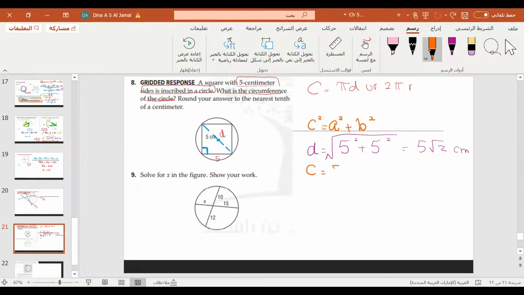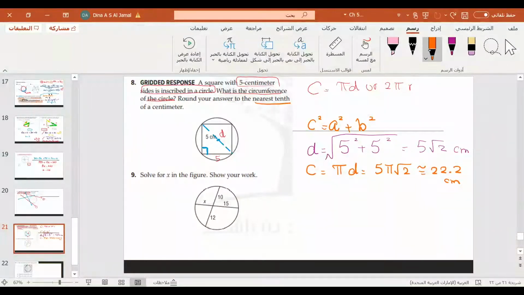Now to find the circumference, it's all about pi d, which is 5 pi square root of 2. Now you can round and take it to the nearest tenth of a centimeter. It will be 22.2 centimeters. Good. Now let's see this question.